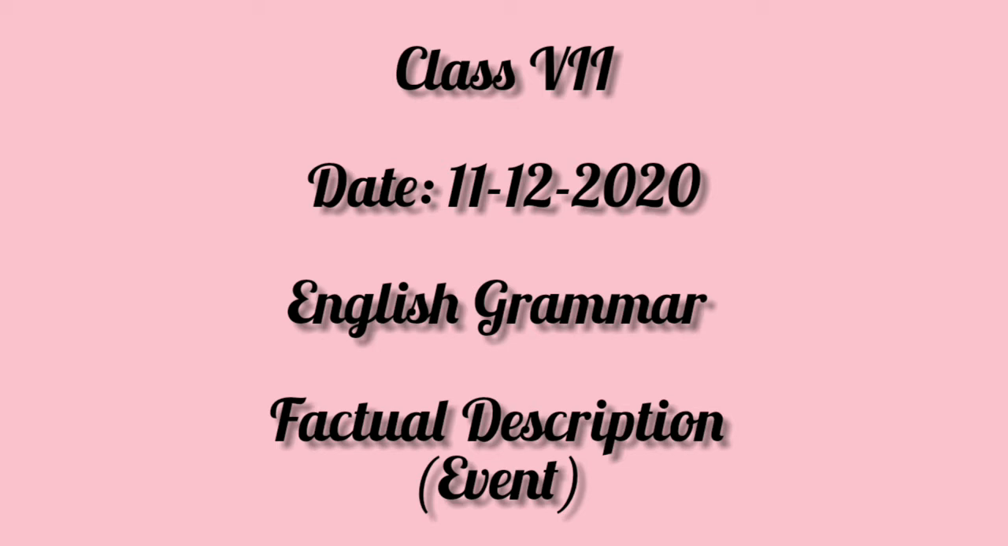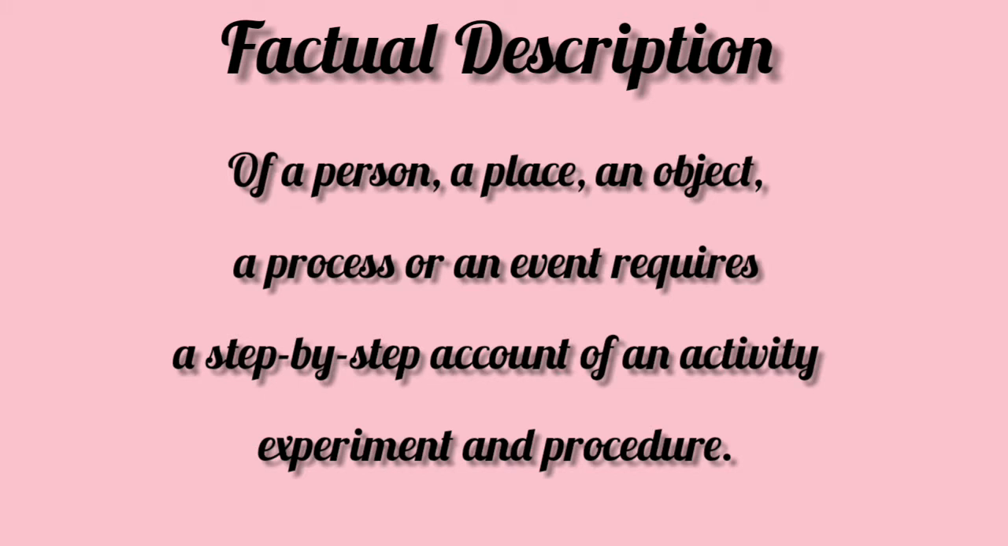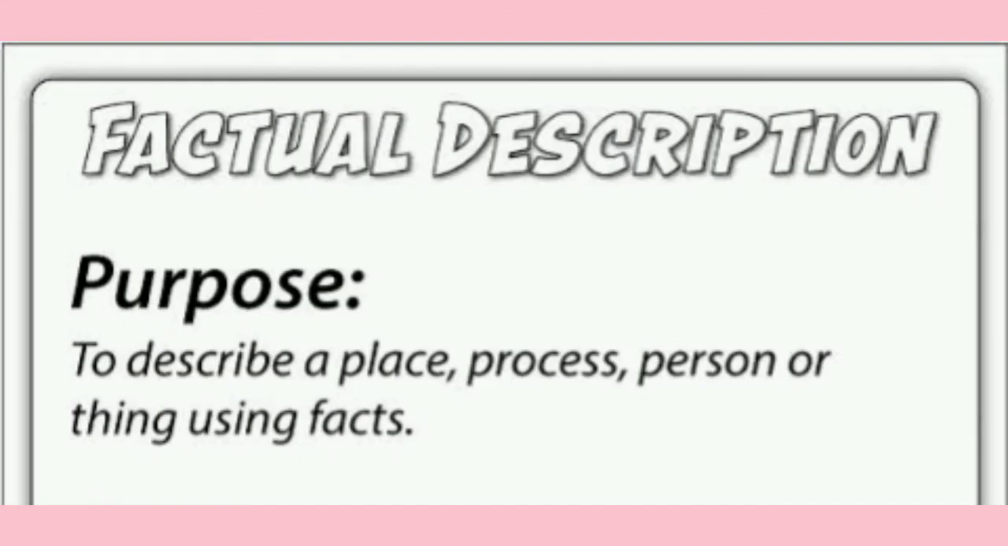Today, we are going to learn about factual descriptions. A factual description of a person, a place, an object, a process, or an event requires a step by step account of an activity, experiment, and procedure. But what is the purpose of a factual description? The purpose of a factual description is to describe a place, process, person, or thing using only facts.